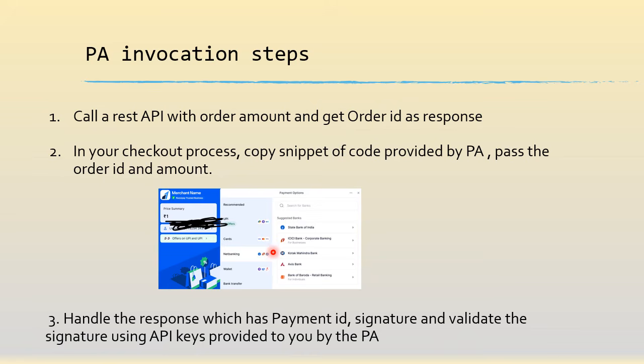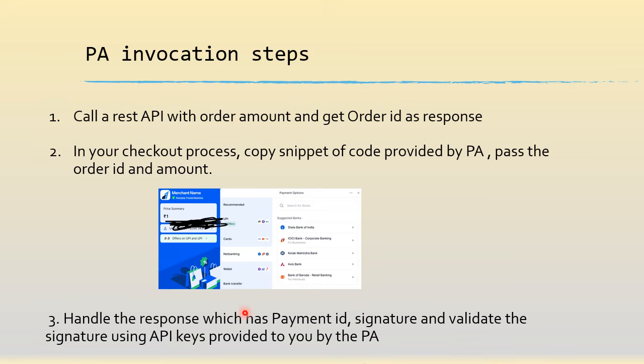Now, depending on the options, the subsequent steps happen. If it is net banking, it opens up the net banking page of the corresponding bank. Once the payment is successful, the payment aggregator comes to know about it and passes that response, having the payment ID, the original order ID, and something known as a signature, back to the merchant's website.